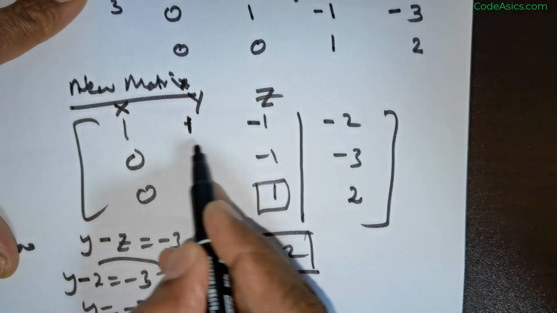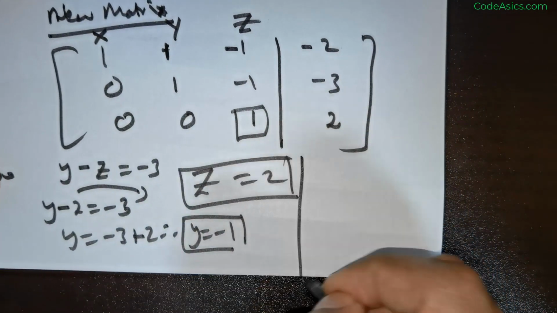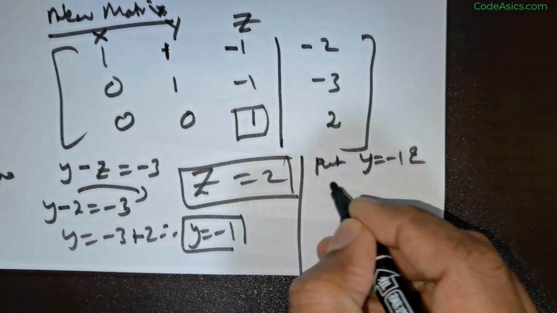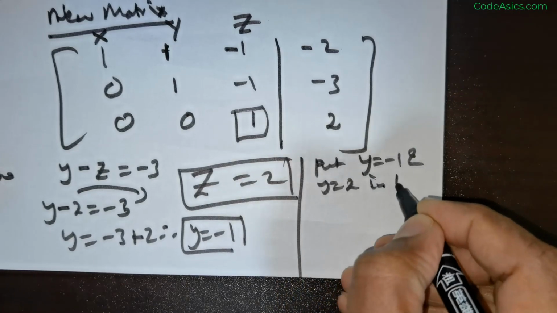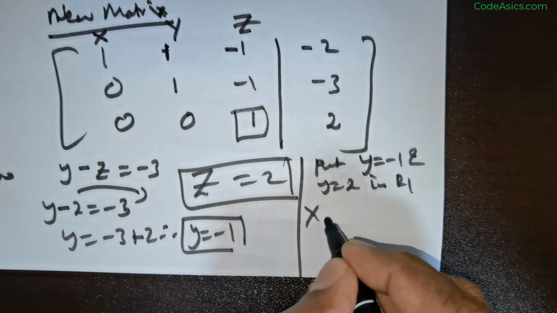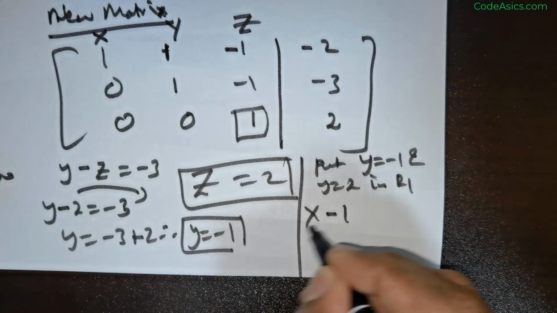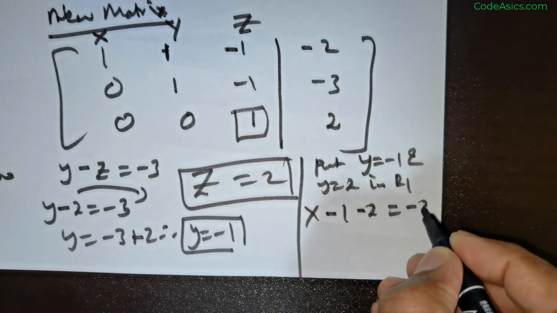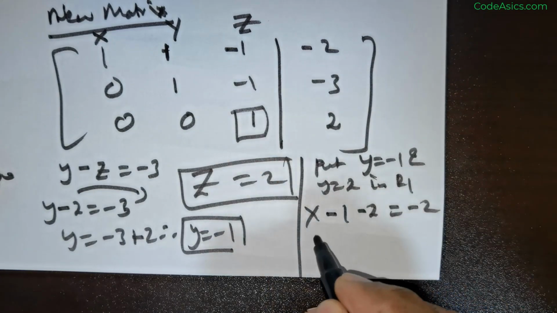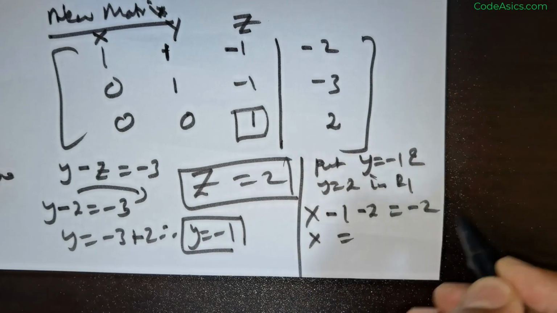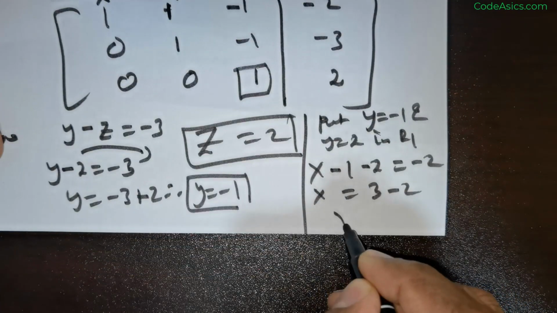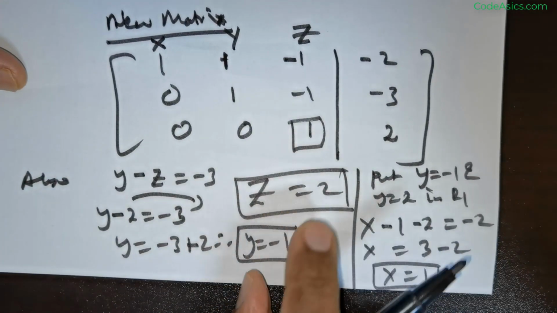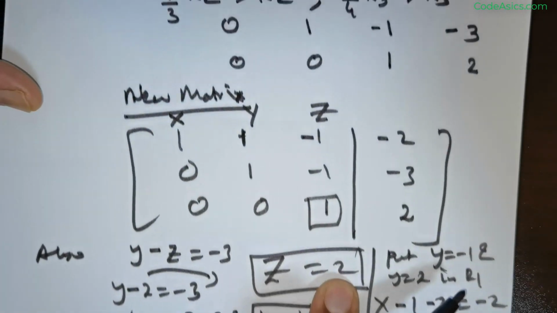Now substitute all the values in the first row. So put y is equal to negative 1 and z is equal to 2 in row 1. That's going to be x plus y, which is negative 1, minus z, which is 2, and this is equal to negative 2. So x minus 3, when it goes to the other side, becomes positive 3. So x will be equal to 1. So I've got x is equal to 1, y is equal to negative 1 and z is equal to 2.